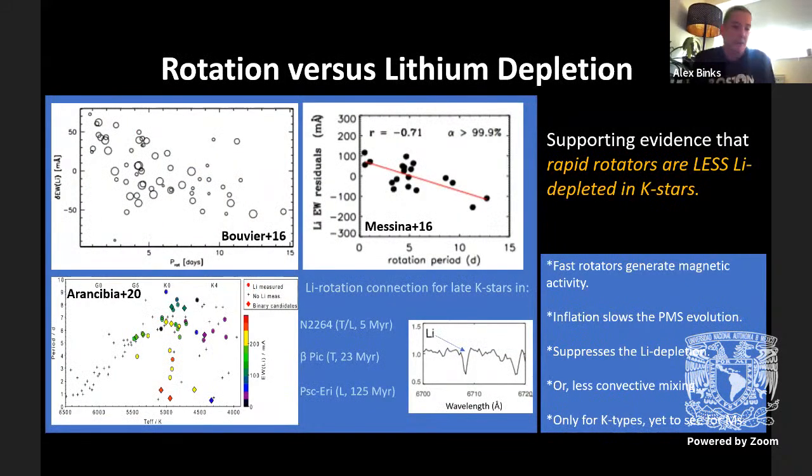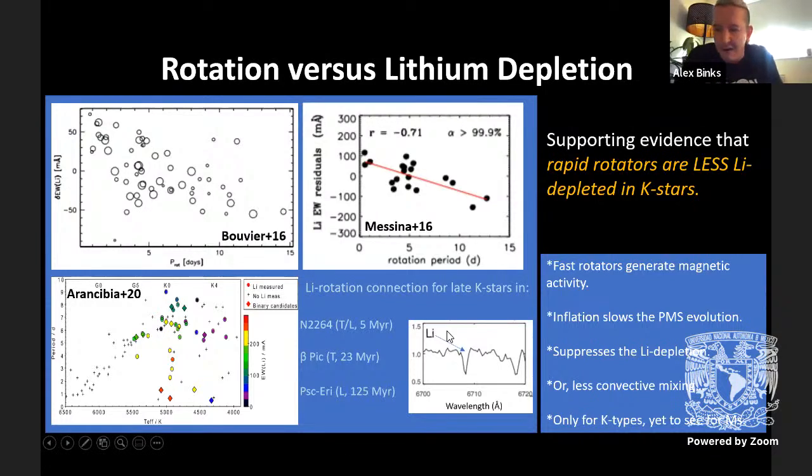And the one that I'm particularly interested in is how rotation affects the amount of lithium that is observed, or how much lithium has been depleted from the initial supply that a star has. It's been known for about 30 or 40 years that amongst K-type stars, so these are stars around half a solar mass to 1 solar mass, the rapid rotators are less depleted. They seem to hold on to the lithium longer than slow rotators.